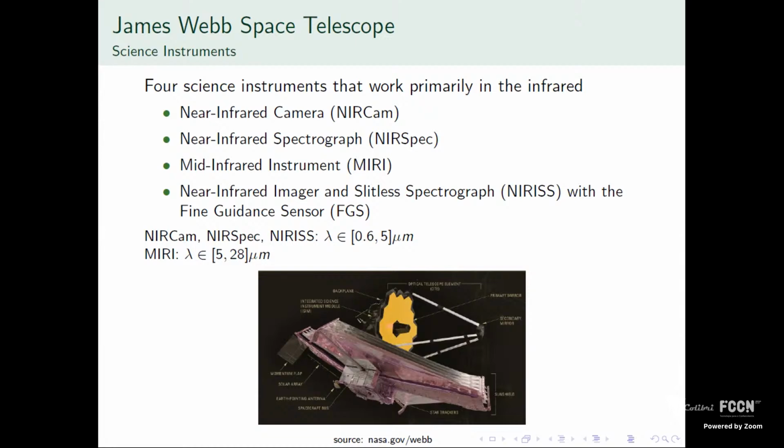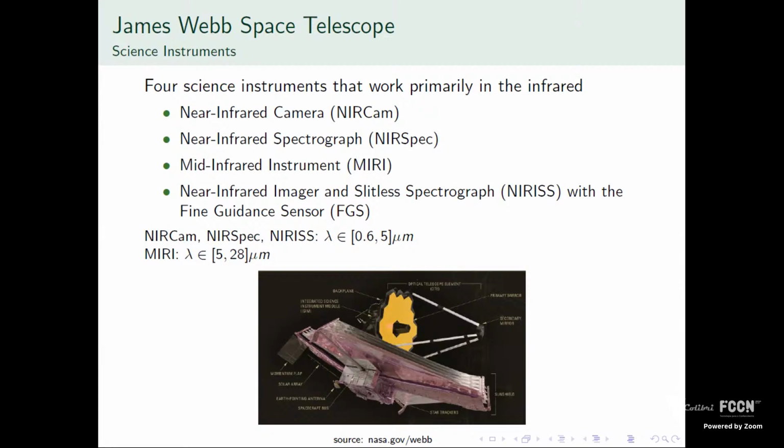So in the same range of wavelengths, we have the near infrared spectrograph. So this is what will allow us to study mass, temperature, chemical composition, and basically to do slit spectroscopy. We also have the near infrared imager with the fine guidance sensor, and the fine guidance sensor is crucial. What the fine guidance sensor does is it locks into a star, and it ensures that throughout the entire observation, Webb is locked into that star and not losing track of its orientation.